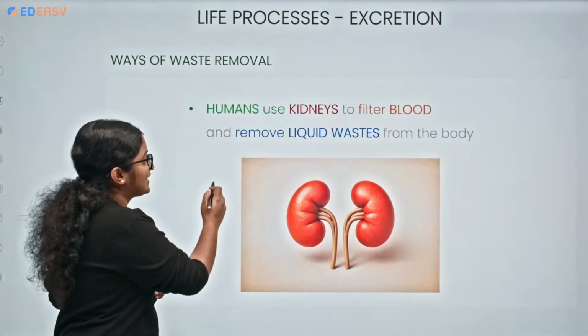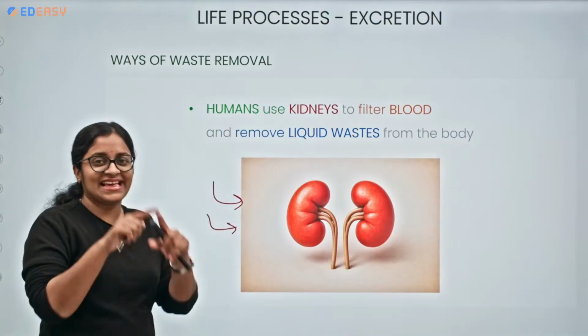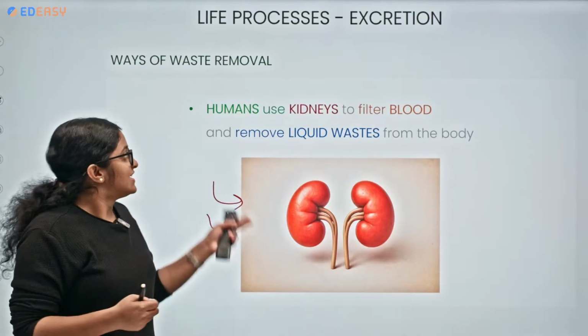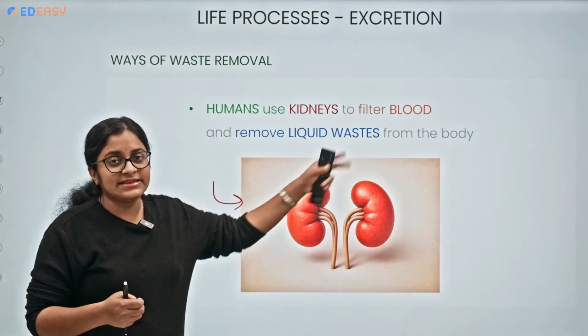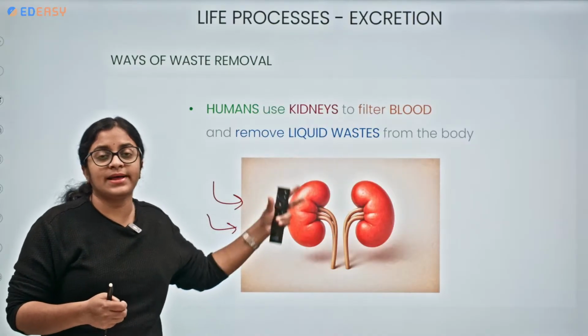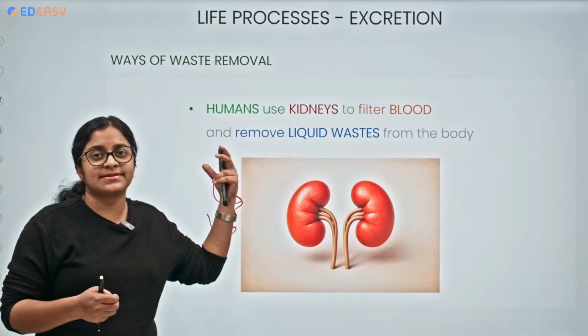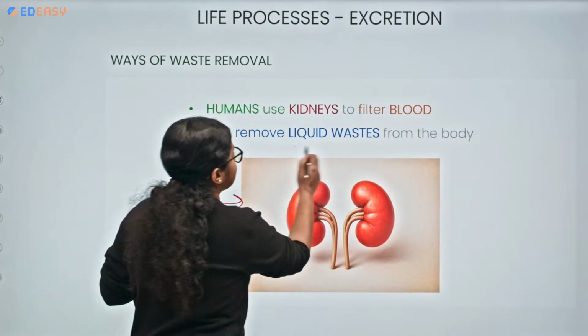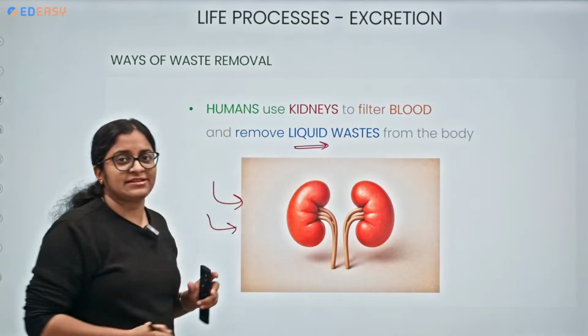See how beautiful the kidneys are, right? They are bean shaped. We can easily draw the structure of the kidney. So humans use the kidneys for blood filtration so that there is an elimination of the unwanted or waste substances, and particularly there is a removal of liquid waste.